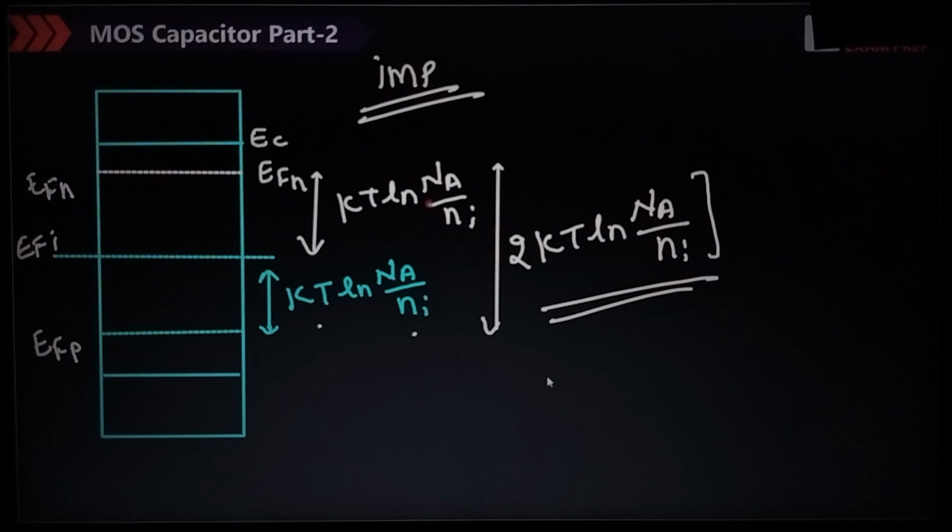So this much voltage is required. Suppose it is in electron volt energy. When we want to convert it into voltage, what will be the voltage, everyone? 2 kT by Q log of Na by Ni. For strong inversion, first of all, this much voltage is required.